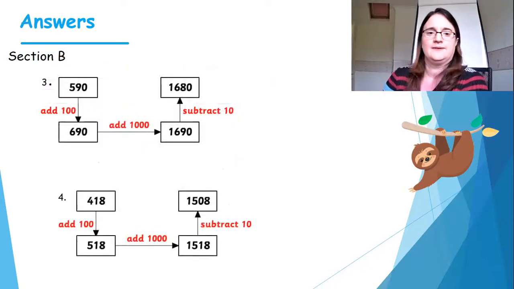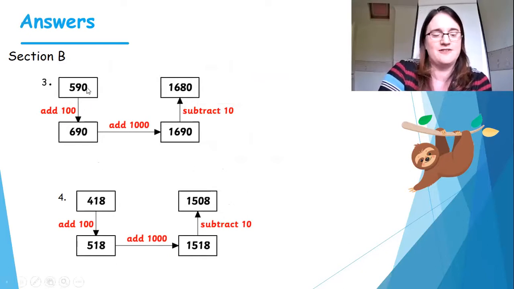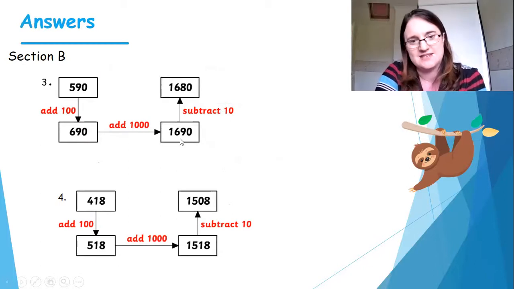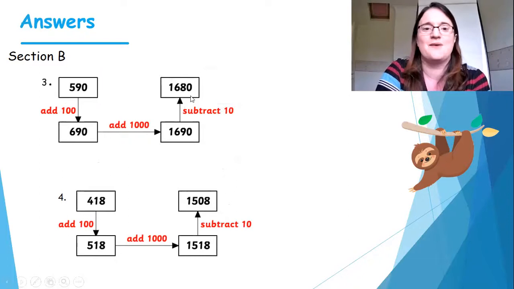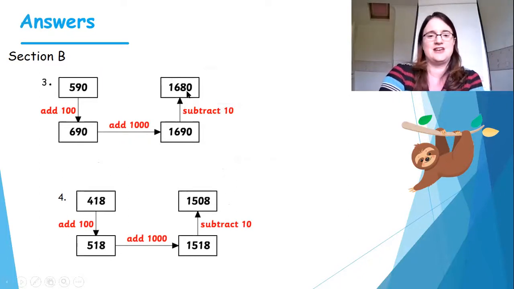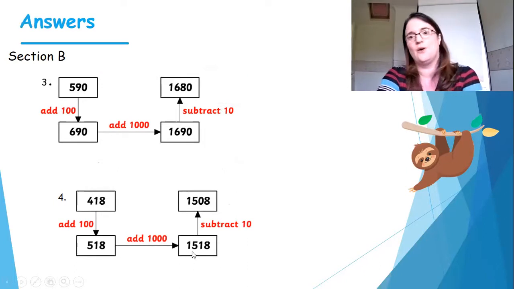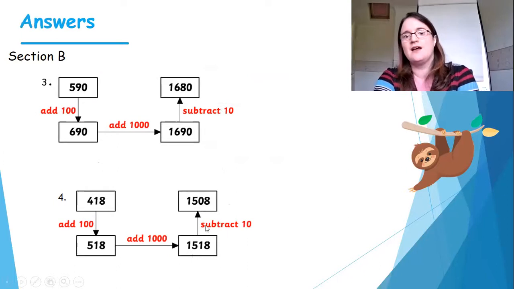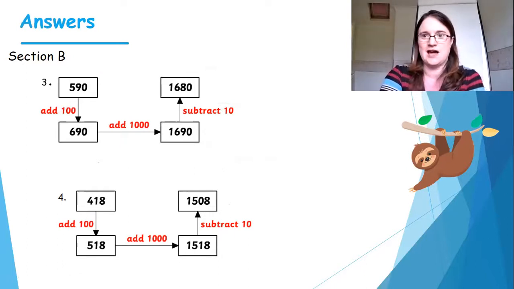Here we go. How did you do? Did you end up with the same numbers? Let's have a look. 590, 100 more, 690, 1,000 more, 1,690. Then, did you spot the subtract? We're taking away 10, 1,680. And then over here, 418, add 100, 518, add 1,000, 1,518, and there was a subtract again, 1,508. Well done if you managed all of that and you didn't get caught out.